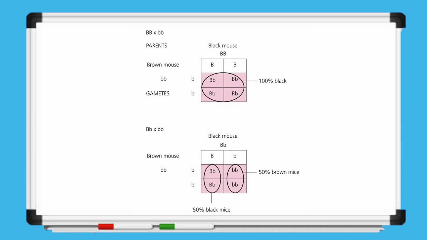In summary, when a homozygous dominant is crossed with a homozygous recessive, all offspring are heterozygous and show the dominant trait. But when a heterozygous is crossed with a homozygous recessive, the offspring are divided equally between dominant and recessive traits, giving a 1-to-1 ratio.